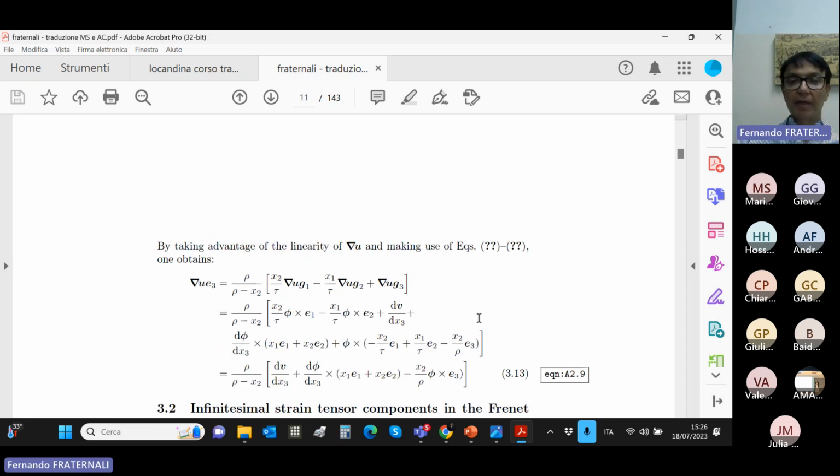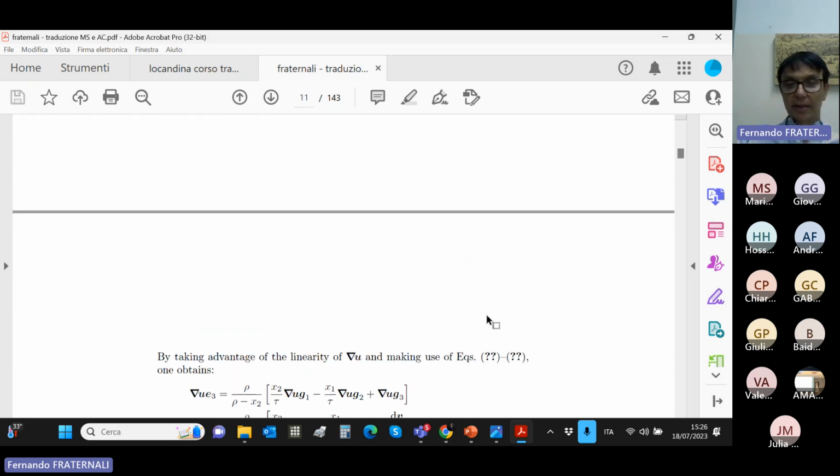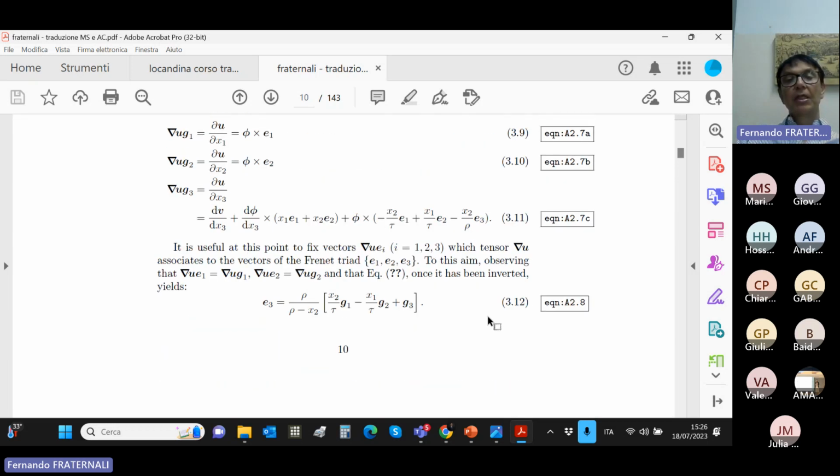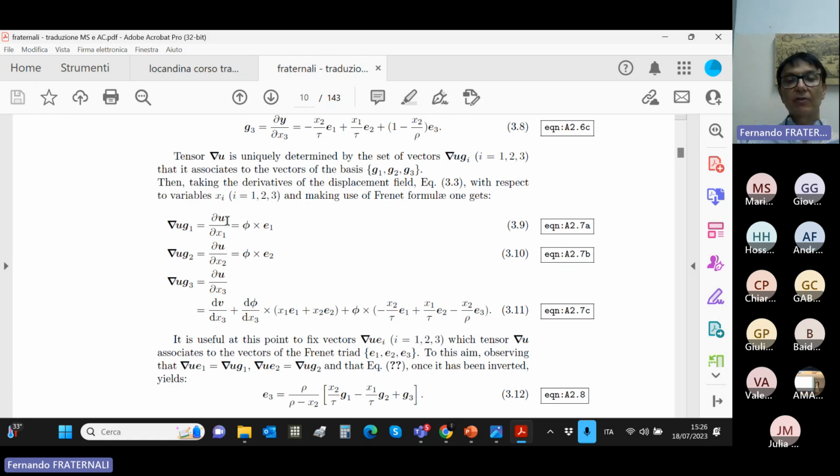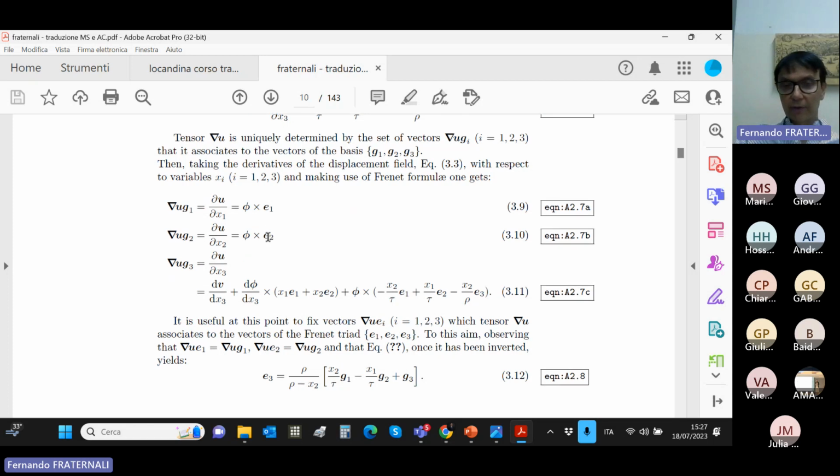So why have we done all this machinery? Because the derivatives of the displacement field with respect to x1, x2, and x3 are not the expression of the gradient we applied to E1, E2, and E3, but are instead the vectors obtained by applying the gradient of u to G1, G2, and G3. So we first compute these three vectors, and then we pass to the vectors that the gradient of u associates to E1, E2, and E3, for this reason.